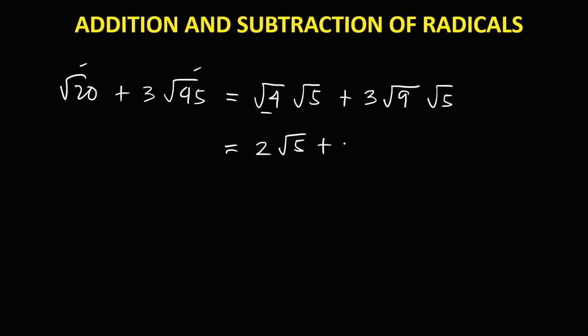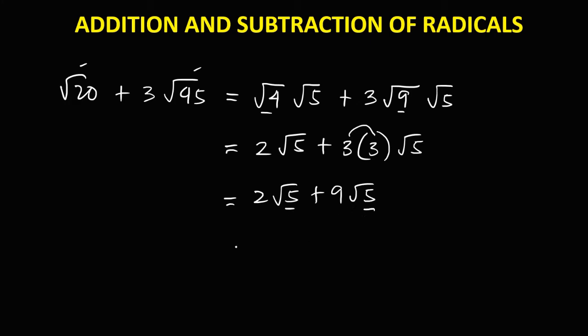Then plus, we have this 3 times square root of 9, that's 3. Then square root of 5. Then we have this 2 square root of 5 plus 3 times 3, that's 9 square root of 5. Then since the same radicand, we can combine these two numbers. So 2 plus 9, that's 11. Then copy this square root of 5.